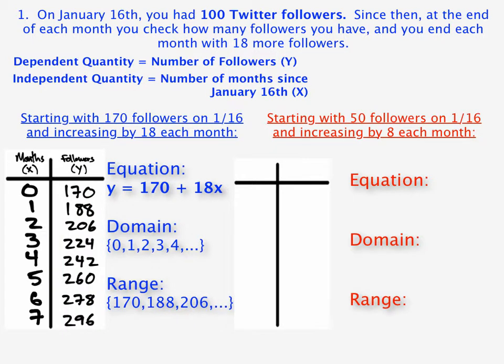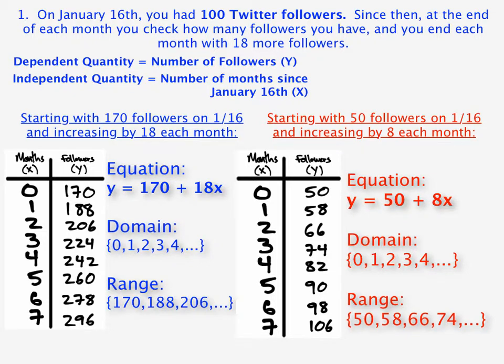What if we started with 50 followers on January 16th, but the number of followers increased by only 8 each month now? Once again, why don't you pause the video, try to create an equation, and find the domain and range for this new relationship. In this case, since we started with 50 followers and it increases by 8 every month, our equation is going to be y equals 50 plus 8 times x. The domain remains the same, 0, 1, 2, 3, etc. And the range in this case is going to be 50, 58, 66, 74, going up by 8 each time.